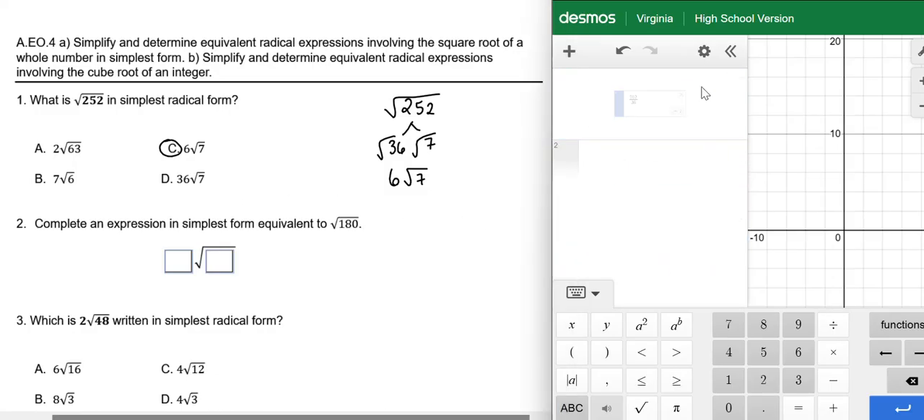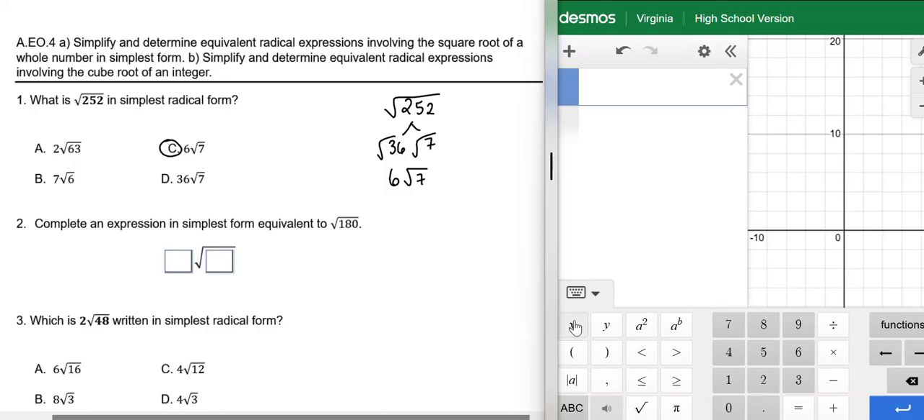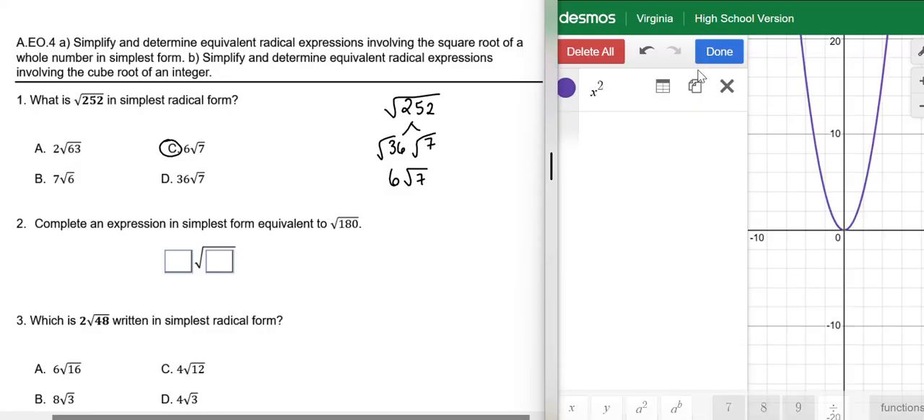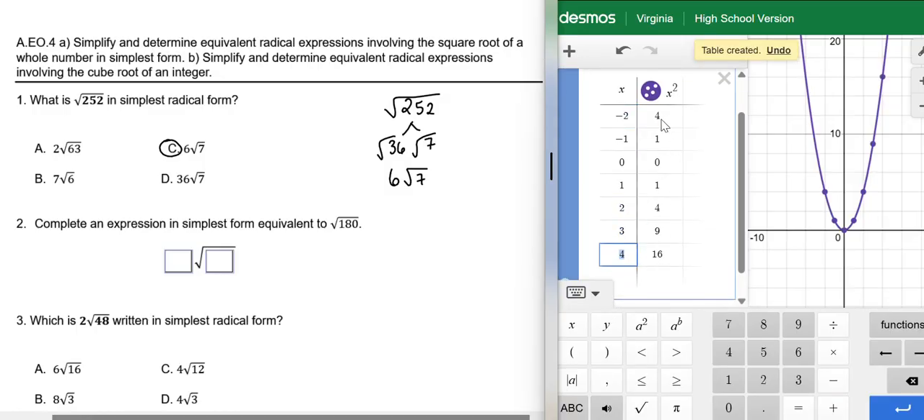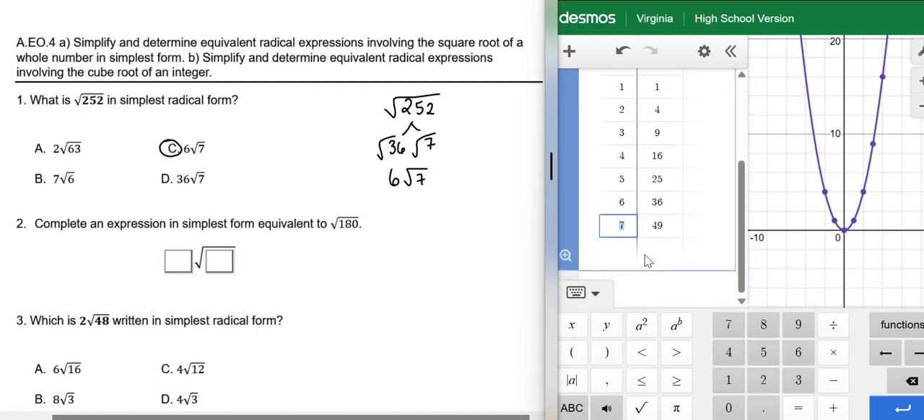If you are not familiar with your perfect squares, you can always type x squared, go to the table, and see all the perfect squares right here. It's 1, 4, 9, 16, 25, 36, 49, 64, and so on. Those are the numbers I was trying to divide by. That's another way you can find perfect squares.